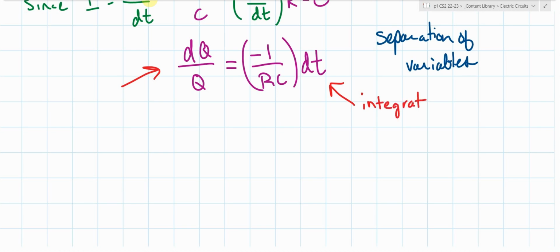Integrate. Is that how you spell integrate? That doesn't look right. I don't feel like that. Okay, tell me later how to spell it right.